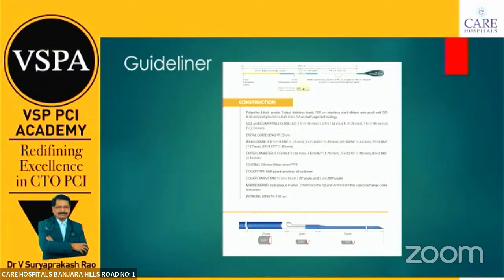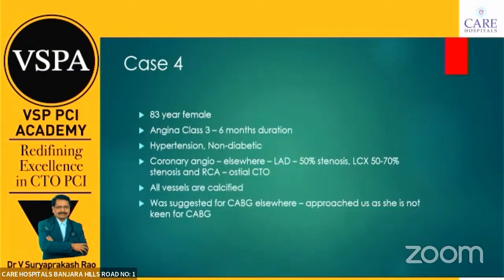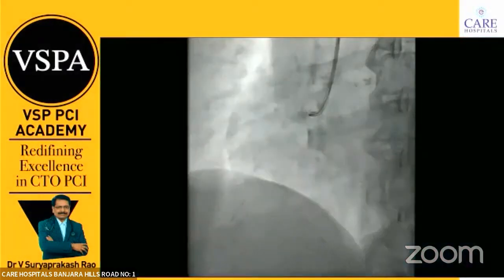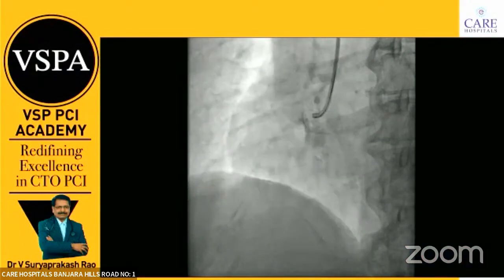Next, please. So what will we do? Can we go, or can we? Yeah, we will try. We can wrap it up. That's also okay. So this is a lady who had an RCA ostial CTO. Once again, next please. Next slide. We will see. This is the last case that I will show you.